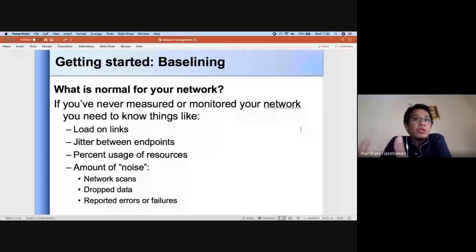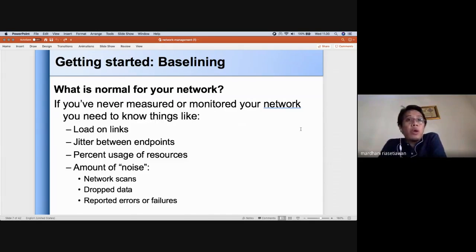And then percent usage of resources is also very important. For example, when we have a router, what is the percentage of usage of the router that routes every access from the user? And then the percentage of CPU usage, for example, of a server that manages your requests. And we still have a devil in the network that we call noise.